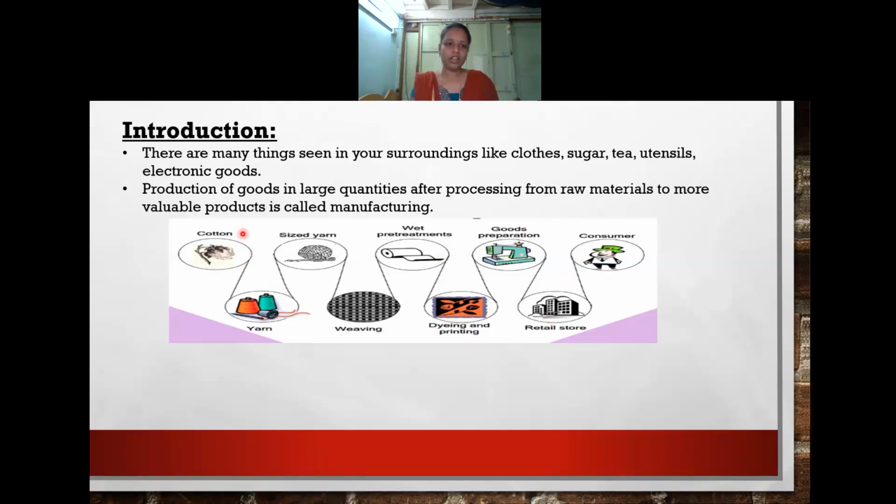Okay, so cotton is one raw material, and what is the finished good then? The cloth. So from the raw material, whatever valuable product we make, that kind of process, in a very large quantity, where we produce the goods, we call it manufacturing.